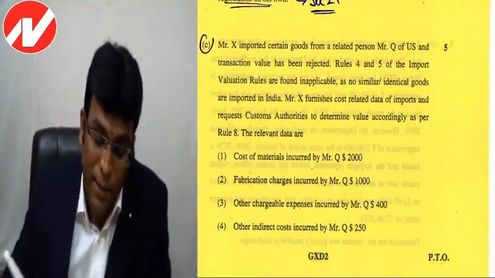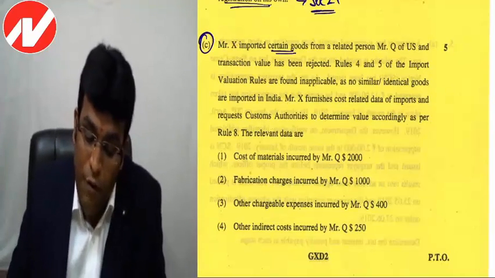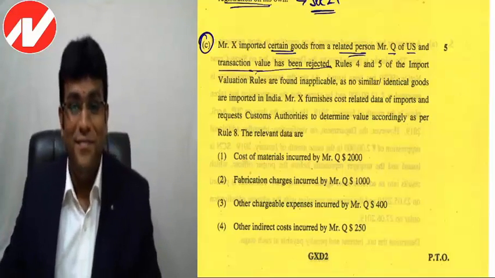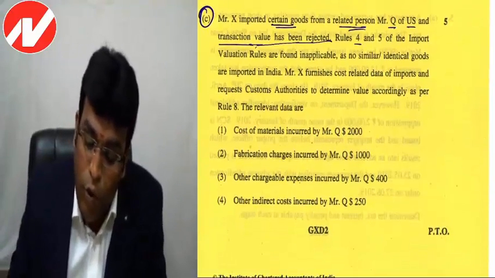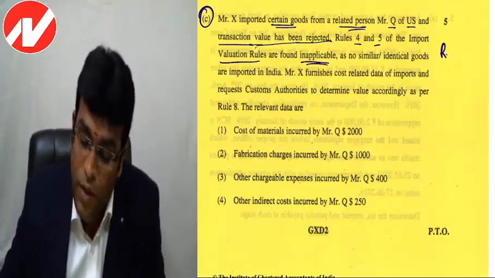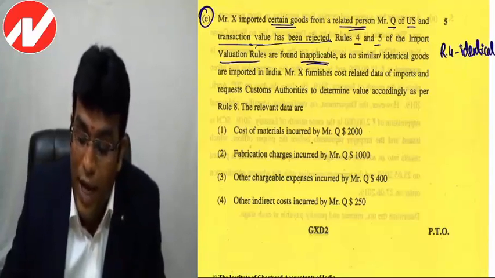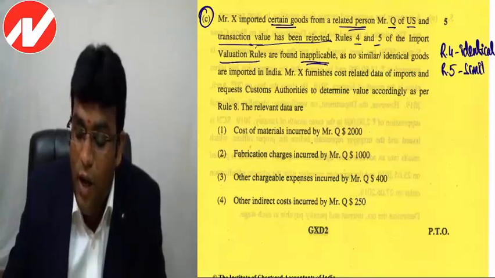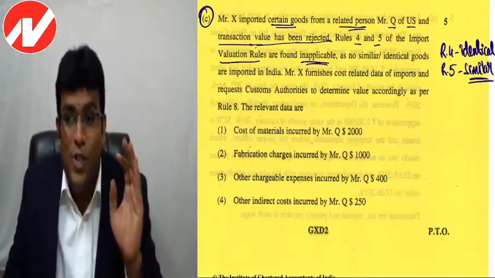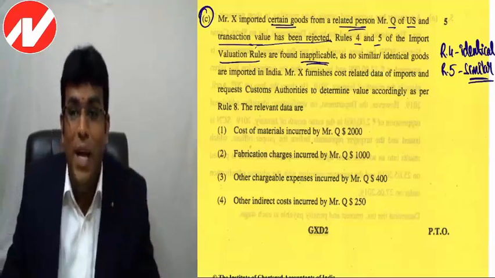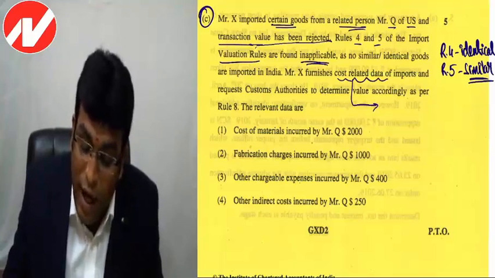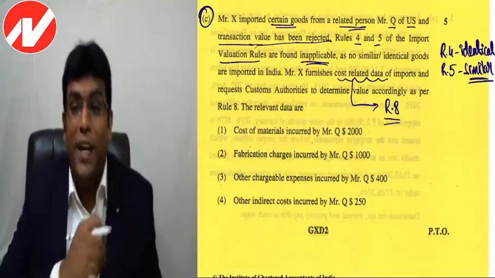Come on, see C bit. Mr. X imported certain goods from a related person Q of US and the transaction value has been rejected. If transaction value is rejected, Rule 4 and Rule 5 of the import rules are found inapplicable. Rule 4 talks about the value of identical goods. Rule 5 says look at the value of similar goods, and they are telling that Rules 4 and 5 are found inapplicable as no similar or identical goods are imported in India. Mr. X furnishes cost related data. Friends, when he is furnishing cost related data, we have one rule called Rule 8, my dear friends.